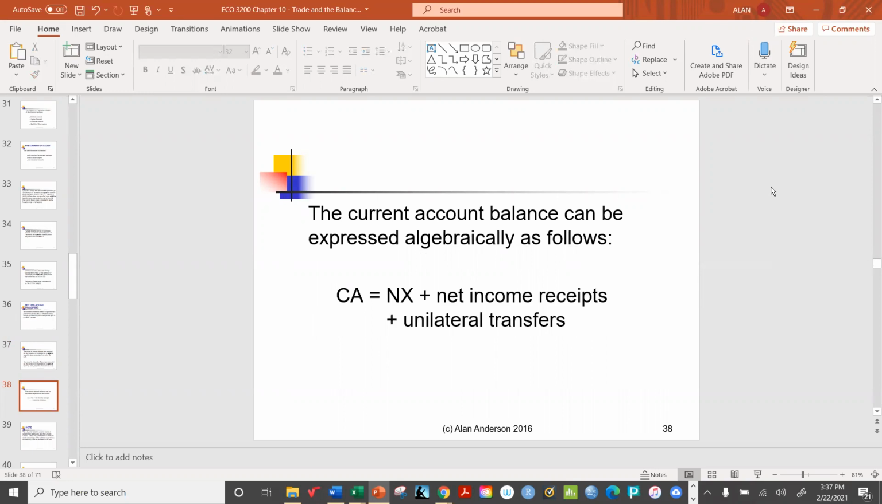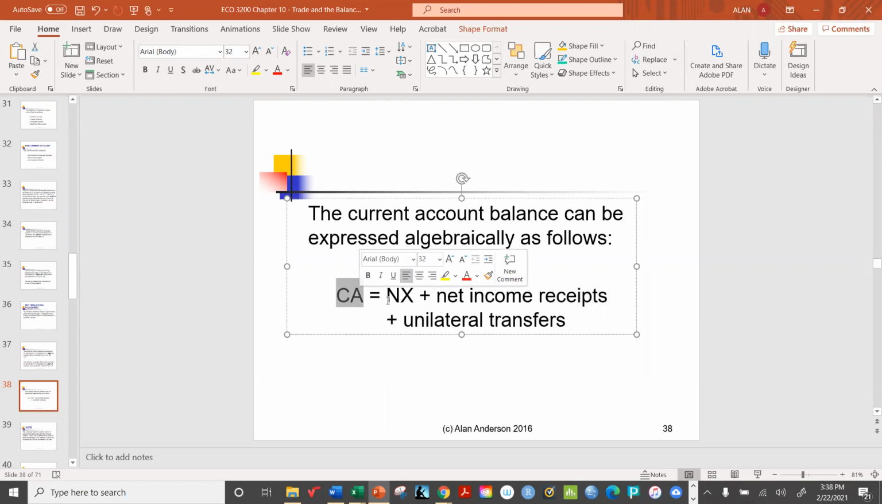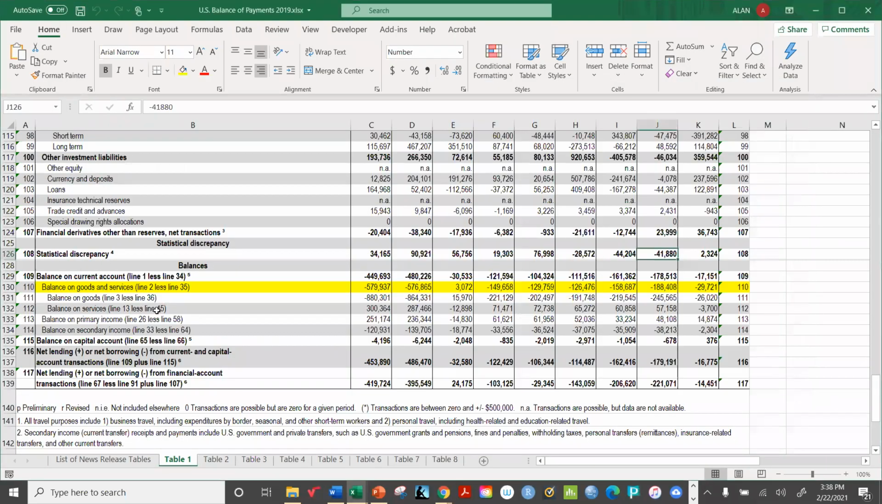than the trade balance. In other words, the trade balance does not include these net income receipts or the unilateral transfers. Now, some years the current account deficit is worse than the trade deficit. Some years it's better. In fact, I don't know if we can find that on here.